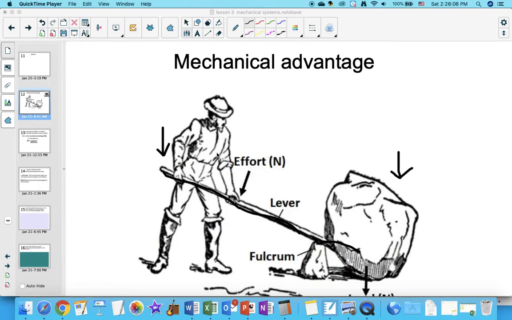If you're watching this video, you're watching my lesson on mechanical advantage. In this lesson, we'll be talking about what mechanical advantage is and how it applies to simple machines like levers.